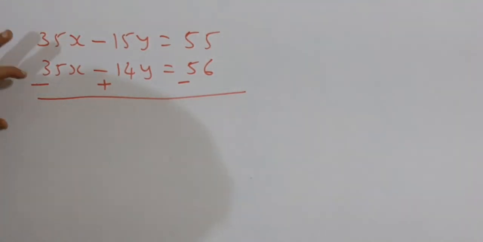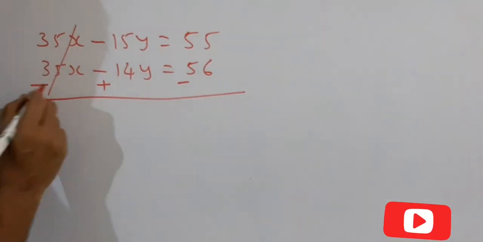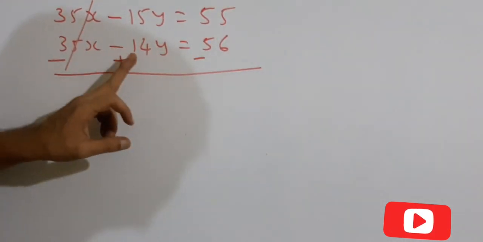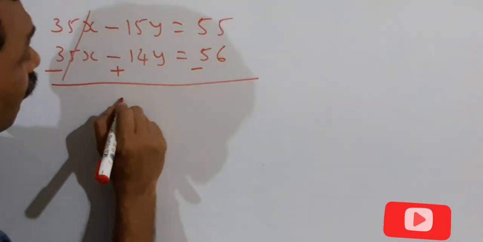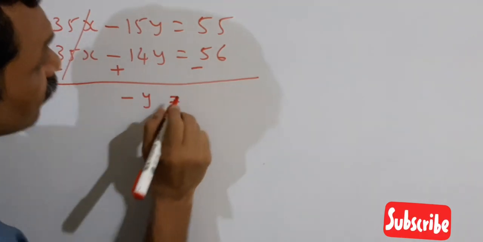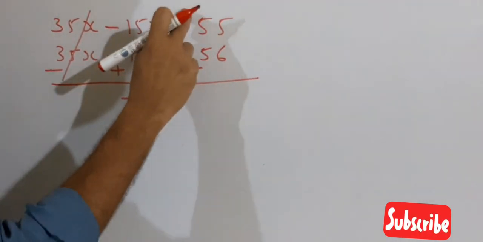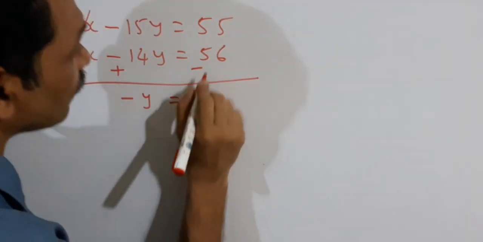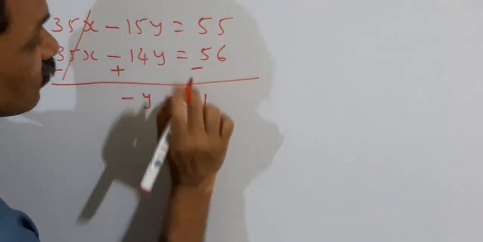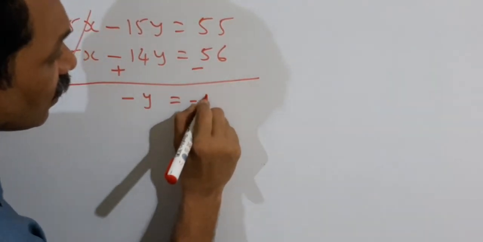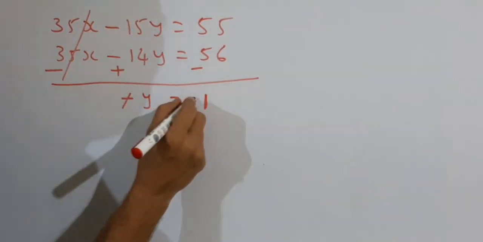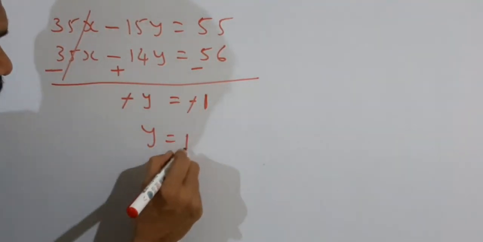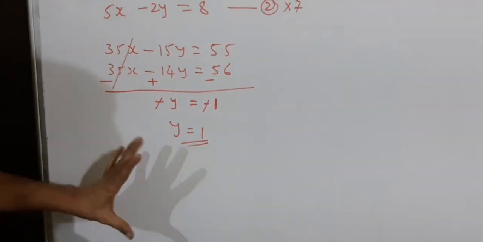So plus 35x minus 35x cancels. So minus 15 plus 14 will give us minus 1y is equal to here minus 56 plus 55. So 56 minus 55 is 1 and sign of bigger number 56 is minus, so minus 1, and therefore minus sign cancels with minus sign, therefore y is equal to 1. So we got the value of one variable y.